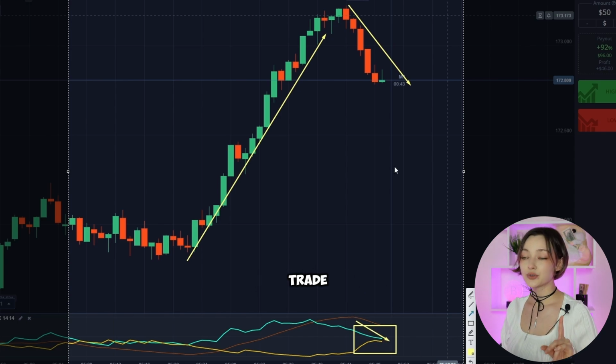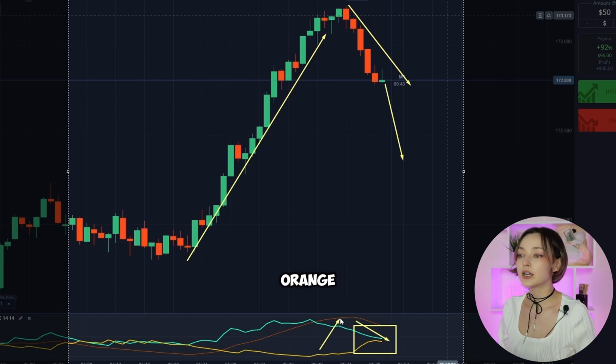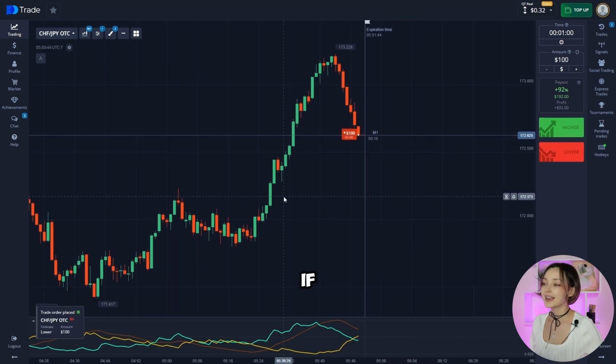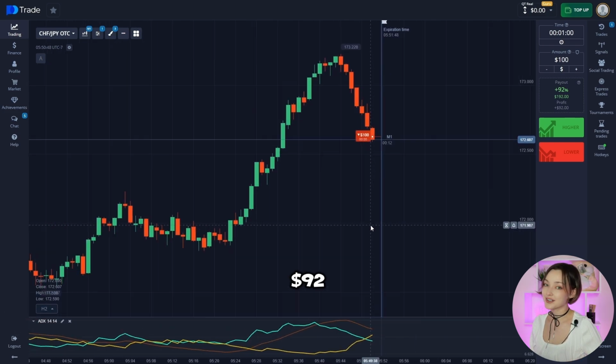We only open a trade when we see a complete intersection. That's very important, guys. Keep that in mind. So we can also look at the ADX line right now, which is orange. The orange one is in the upper part of the chart. This shows that the trend is really strong and it's quite possible that it will continue. Let's wait for the lines to cross. They have completely crossed. I'm placing a downward trade with $100 for 1 minute. If this trade closes successfully, I will make a net profit of $92.